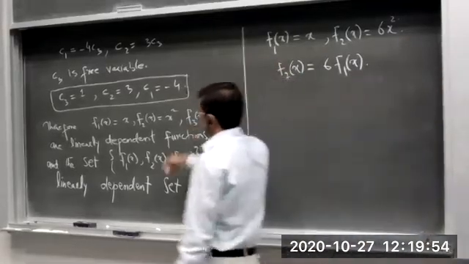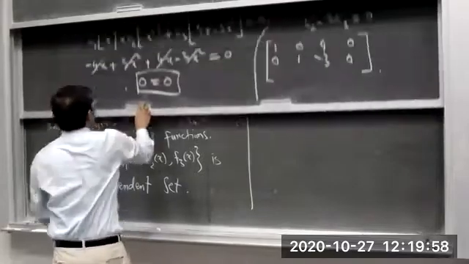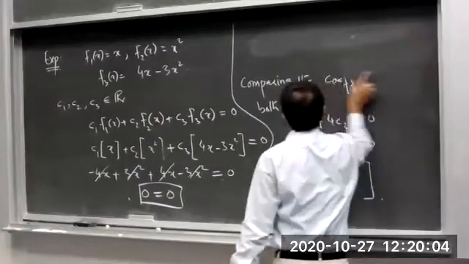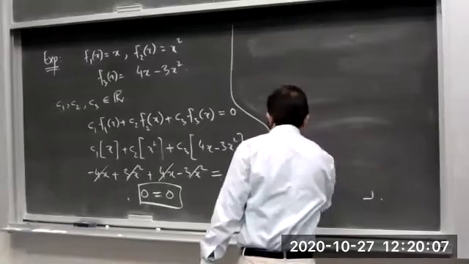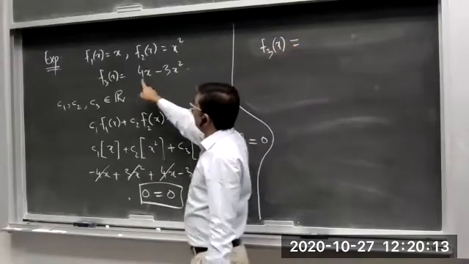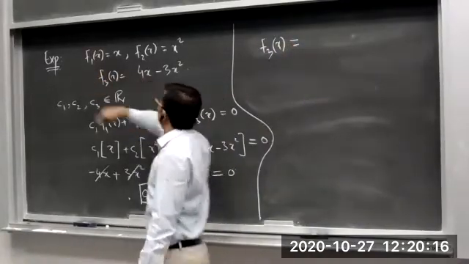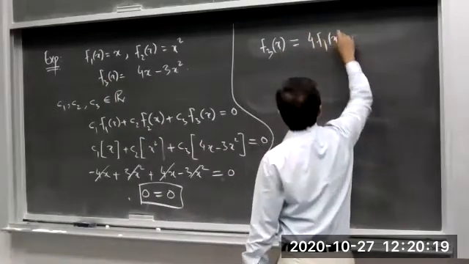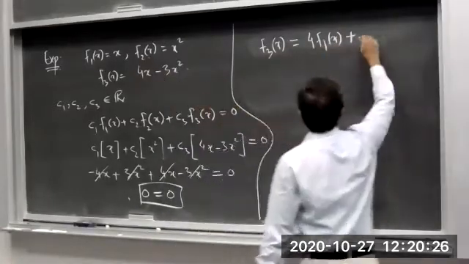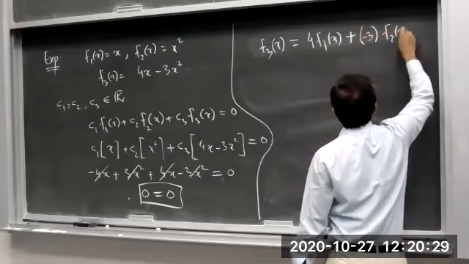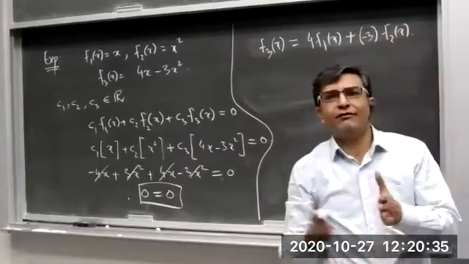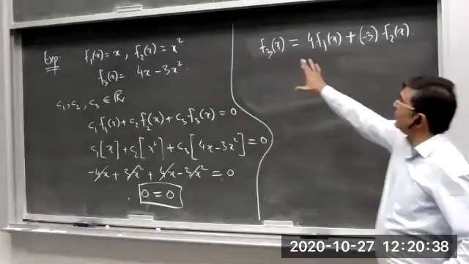Similarly, in this example that we have just seen, f3 is a function which can be written as a linear combination of the other two functions. Can I write f3 of x? If you look at this function 4x, it is basically 4f1 of x plus minus 3 times f2 of x. Now f3 depends on f1 and f2. So f3 is a linear combination of f1 and f2. So f3 is not an independent function.